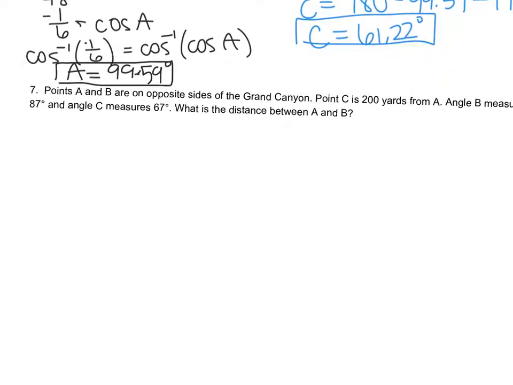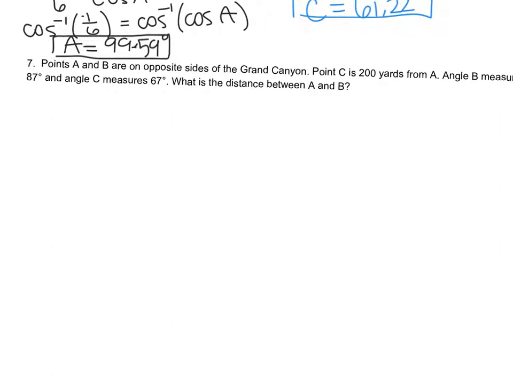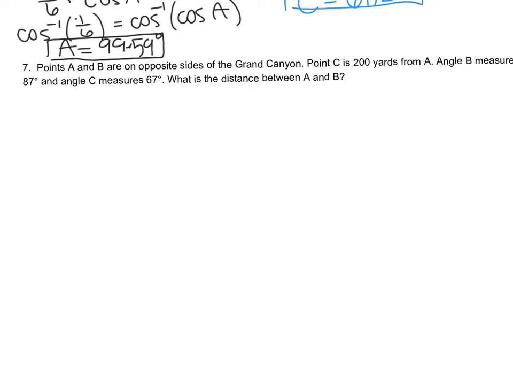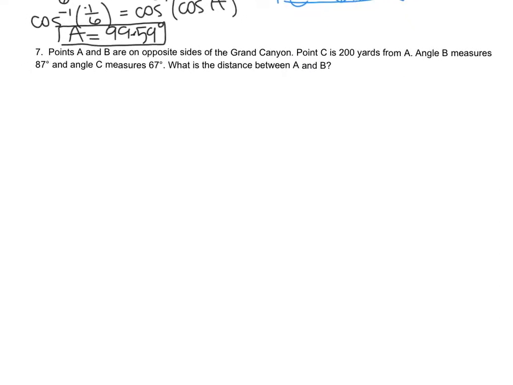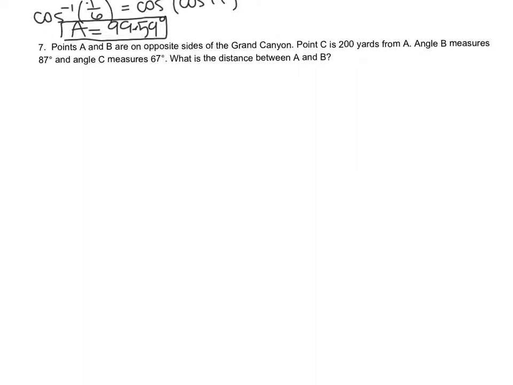So our last problem, we are given points A and B are on opposite sides of the Grand Canyon. Point C is 200 yards from A, angle B measures 87 degrees, and angle C measures 67 degrees. What is the distance between A and B? So it's going to be helpful if you draw a picture with what you're given.